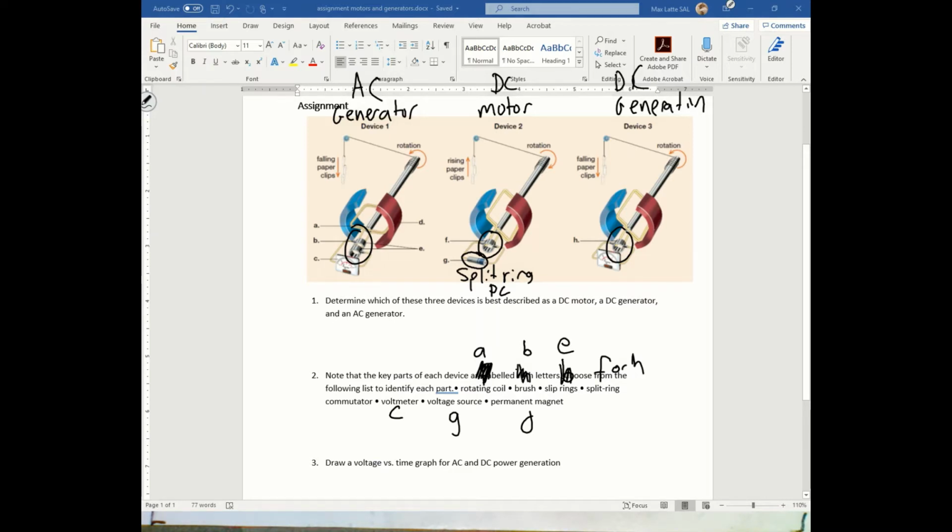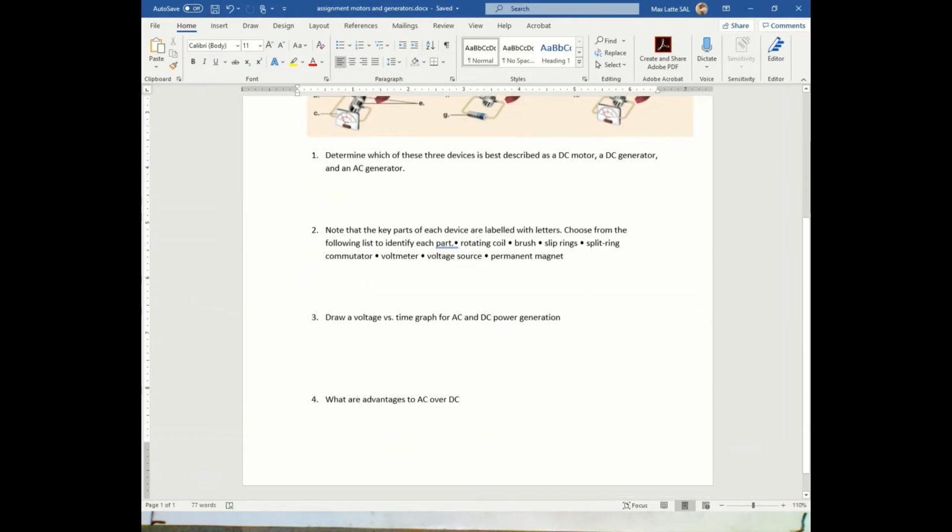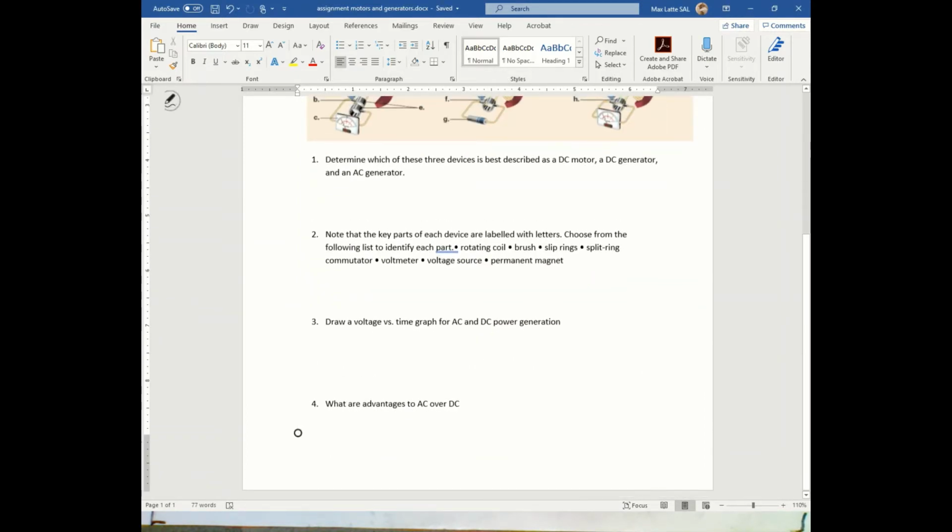But the first question is more important anyway, identifying which one is AC, DC, which one is a motor and a generator. And then 3, draw a voltage versus time graph for AC, DC. So voltage versus time for AC would be like that, and voltage versus time for DC would be like that.